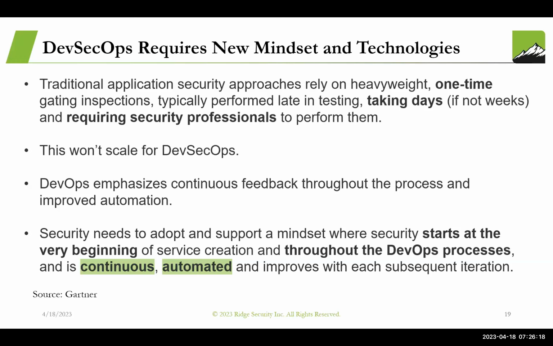The second bullet point is that this won't scale for DevSecOps. The third bullet point, DevOps emphasizes continued feedback throughout the process and improved automation. And the last point is that security needs to adopt and support a mindset where security starts at the very beginning of service creation and throughout the DevOps processes, and is continuous, automated, and improves with each subsequent iteration.